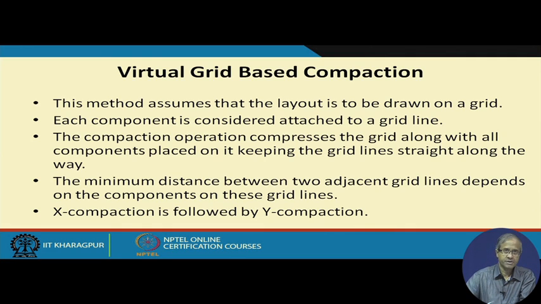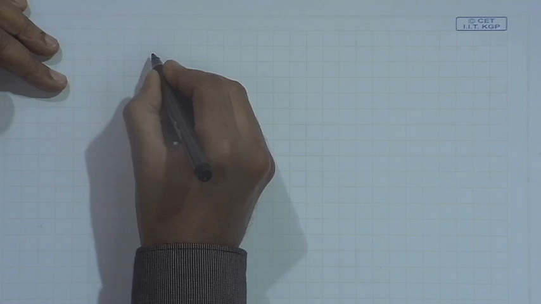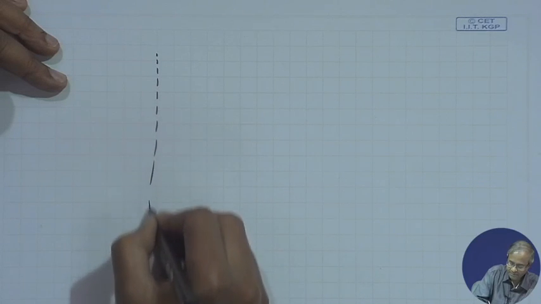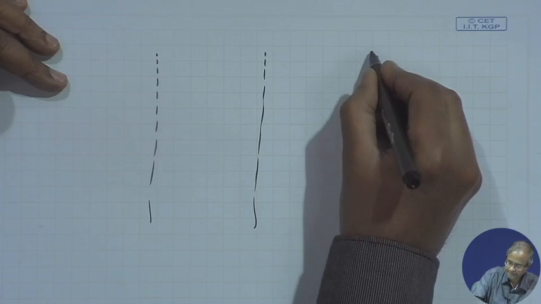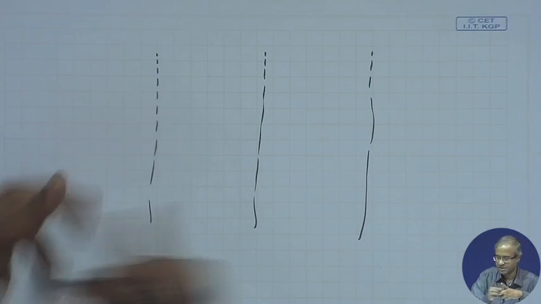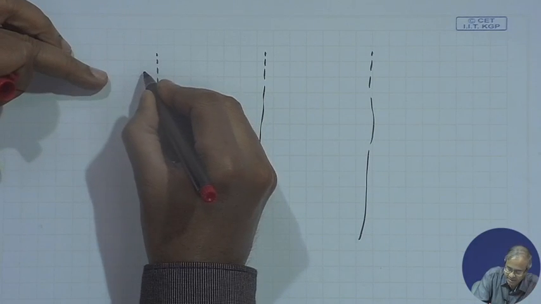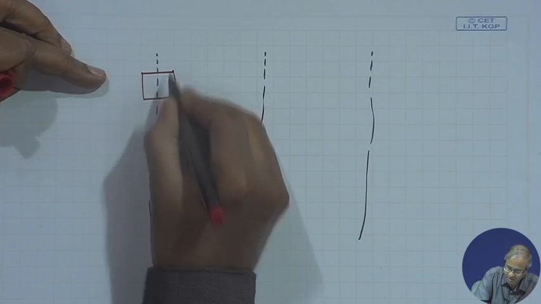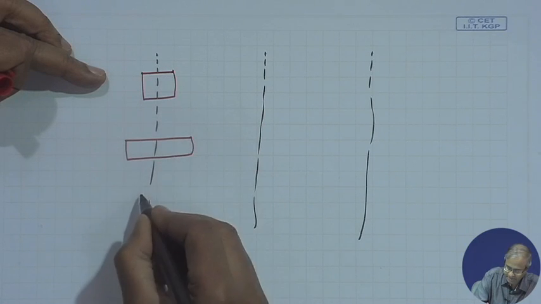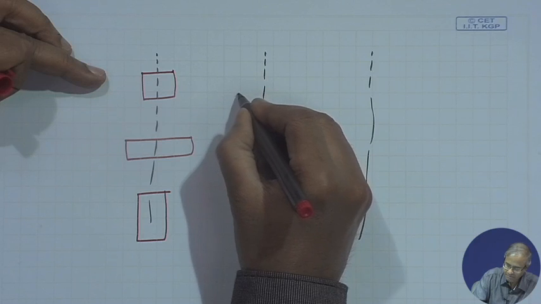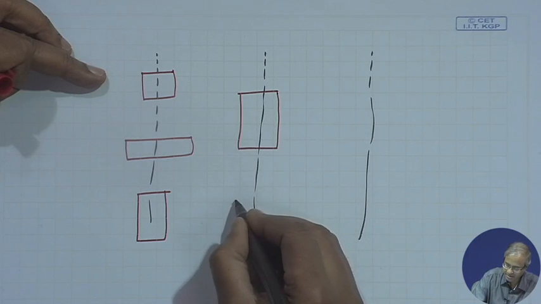Then we come to something called virtual grid based compaction. So, here we are imagining a grid on the layout surface. So, we are assuming that the components are all attached to a grid. That means it is something like this. Let us say we imagine some grid lines, let us say in one direction only I am showing, and the components, the rectangles, they are all tagged with the grid. One is like this, one is tagged like this, other is maybe like this. Similarly, here there can be one object like this, one object like this.